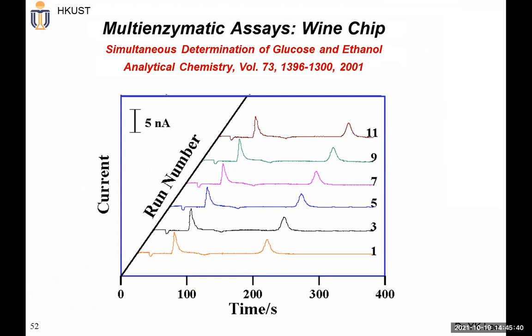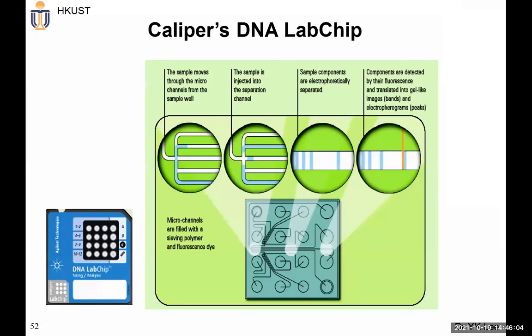Of course, this electrophoresis device is not only useful for DNA or other things. It can also be used for wine separation and analysis. Wine or liquor is also a mixture of different small molecules, right? This paper, published almost 20 years ago, demonstrates it's possible to come up with a multi-enzyme assay on this kind of wine chip. Of course, last time we also mentioned, what's this?